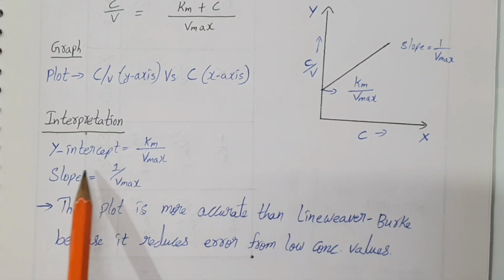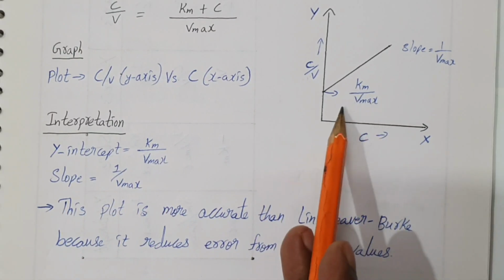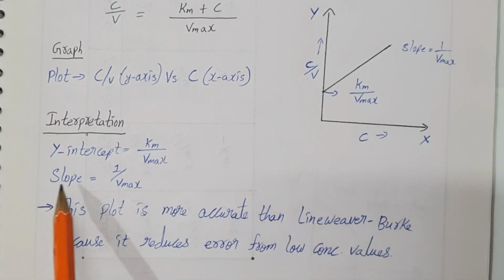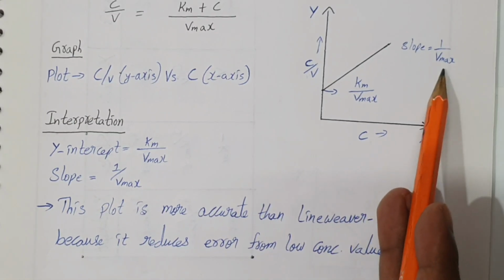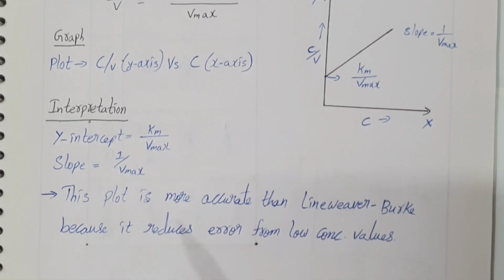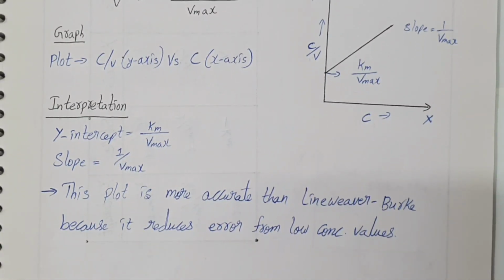Interpretations: y-intercept is Km divided by Vmax and slope is 1 by Vmax. This plot is more accurate than the Lineweaver-Burk plot, because it reduces error from low concentration values.